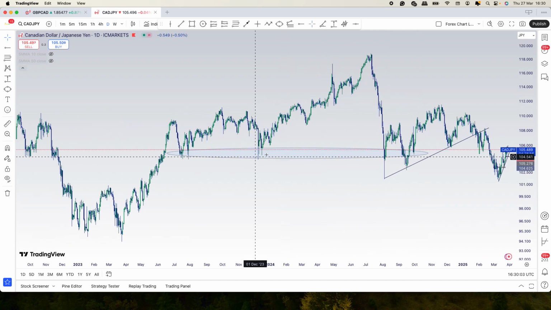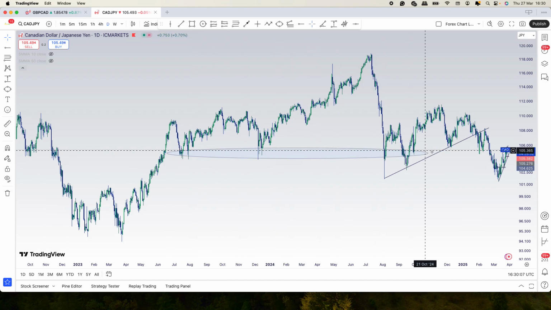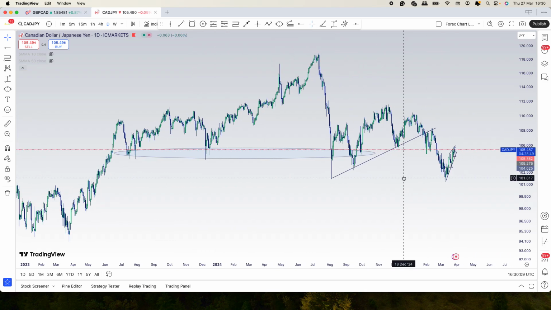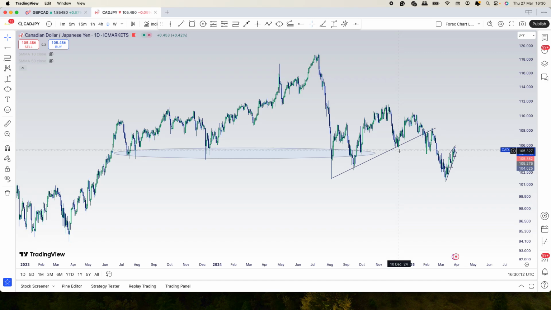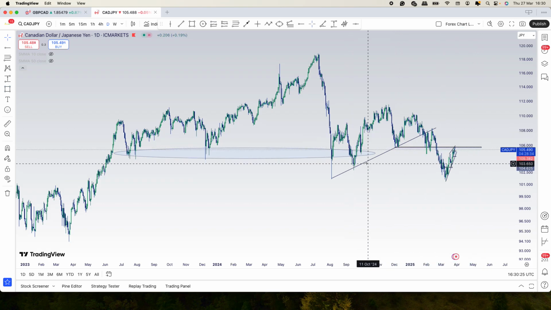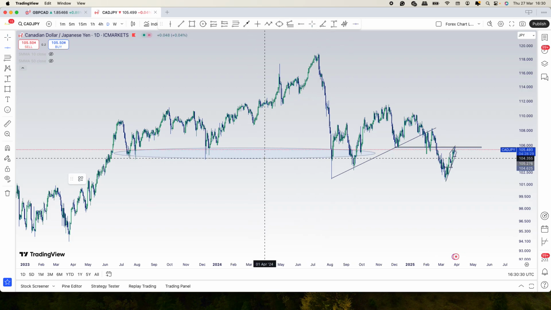So yeah, with CADJPY, we've got this very, very strong level around this area, and we're tapping into it at the moment, and price is really trying to break above it. It's just broken above it, but it's a big level. We've got this area of liquidity here, and then we've got this level here, which I'd say probably is the strongest one. Probably around here.